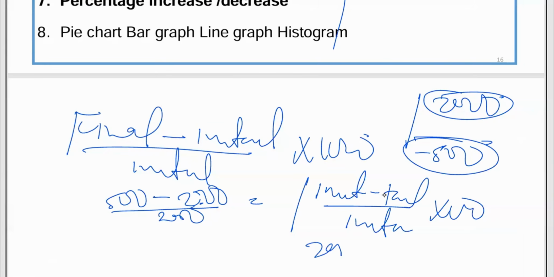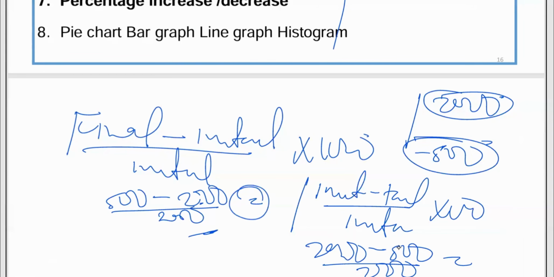So that you have 2000 minus 500 over 2000. So you see that the answer you get is the same, but this one has a negative value while this one has the positive value. So it shows that it is supposed to be percentage decrease. So you just swap this to this, but you have to know final minus initial over initial, that is percentage increase. Initial minus final over initial.